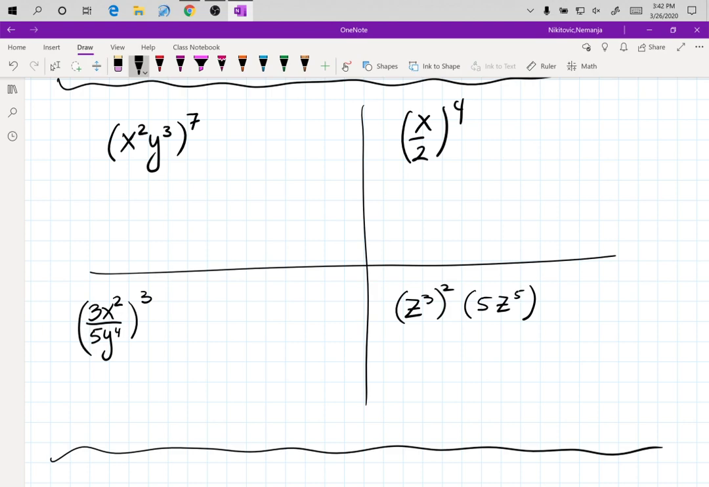All right, let's take a look at the first one. X squared gets a 7. Y cubed gets a 7. So it's x to the 14, y to the 21. So I hope that that made sense.